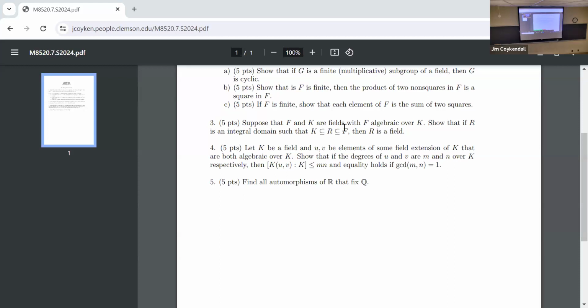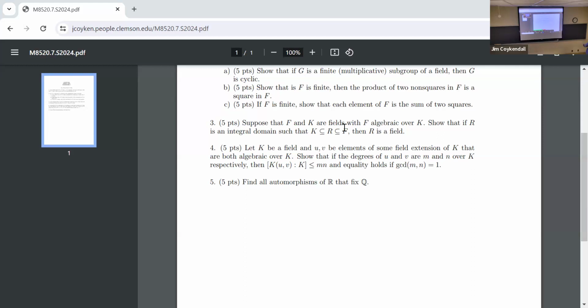Number 4, suppose K is a field and U and V are elements of some field extension of K, and U and V are both algebraic over K. Show that if the degrees of U and V are m and n over K respectively, and again, what I mean by the degree of an element is the degree of its minimal polynomial, then the degree of K(U,V) over K is less than or equal to mn. We discussed that a little bit. And show that equality holds if the greatest common divisor of m and n is 1. So if m and n are relatively prime, then you get equality there.